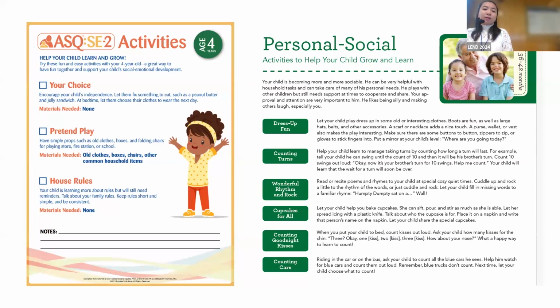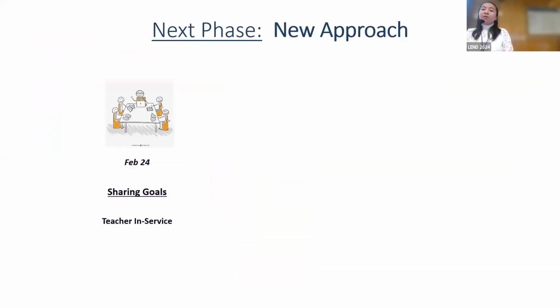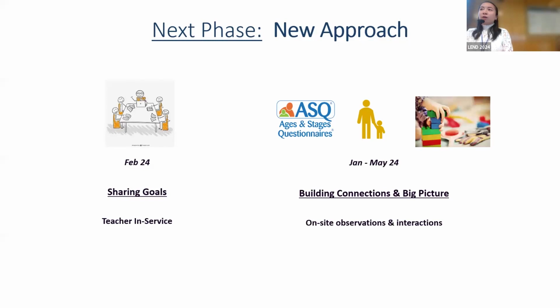And then we felt like we were missing some information and we weren't really building connections with the community. So we started this new approach in 2024. So in February 2024, we had a teacher in-service where we were able to share our goals and discuss their goals with the developmental screening process. And in January throughout May 2024, we started building more connections with the parents as well and doing on-site observations and interactions. Okay, so I'm going to just talk about the results of our project.